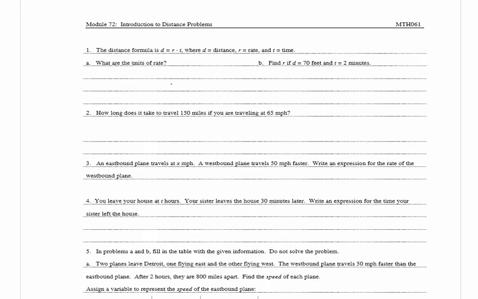In A, it says, what are the units of rate? If we were to take our distance is equal to rate times time formula and solve it for rate, we would have r is equal to distance over time. So our units are going to be distance over time.